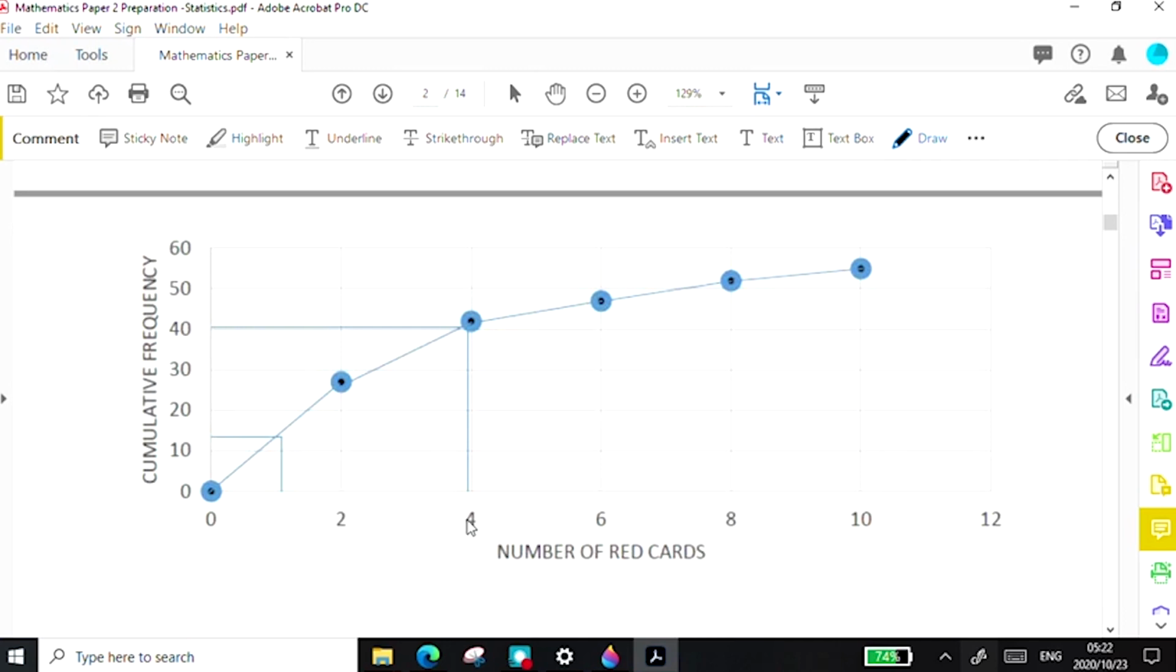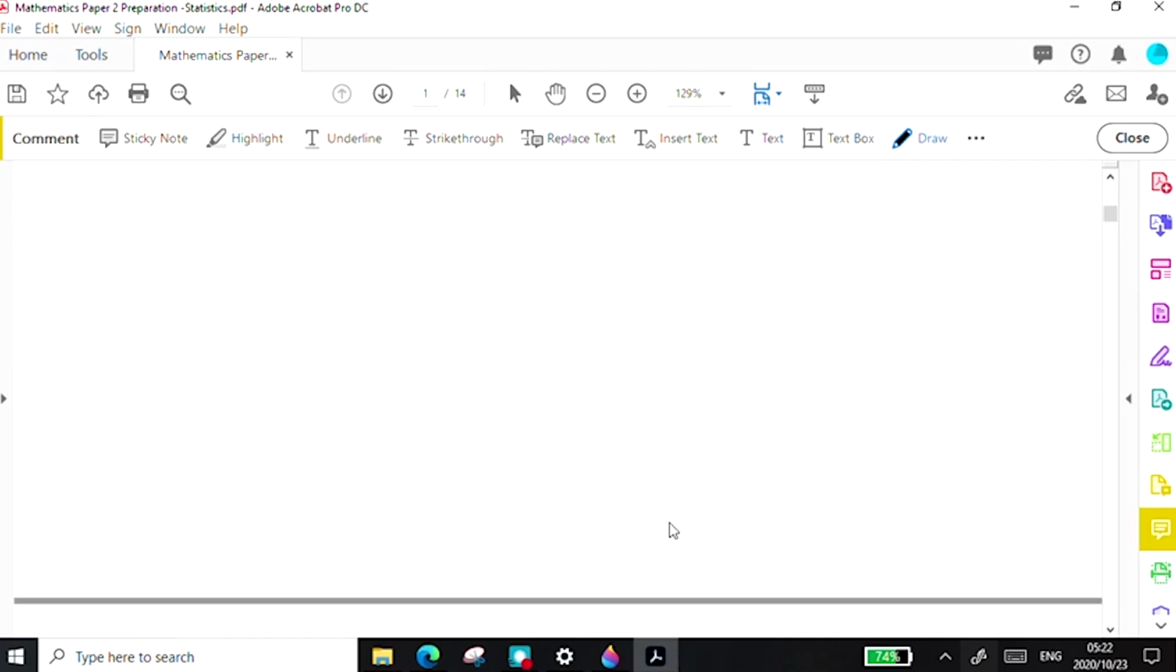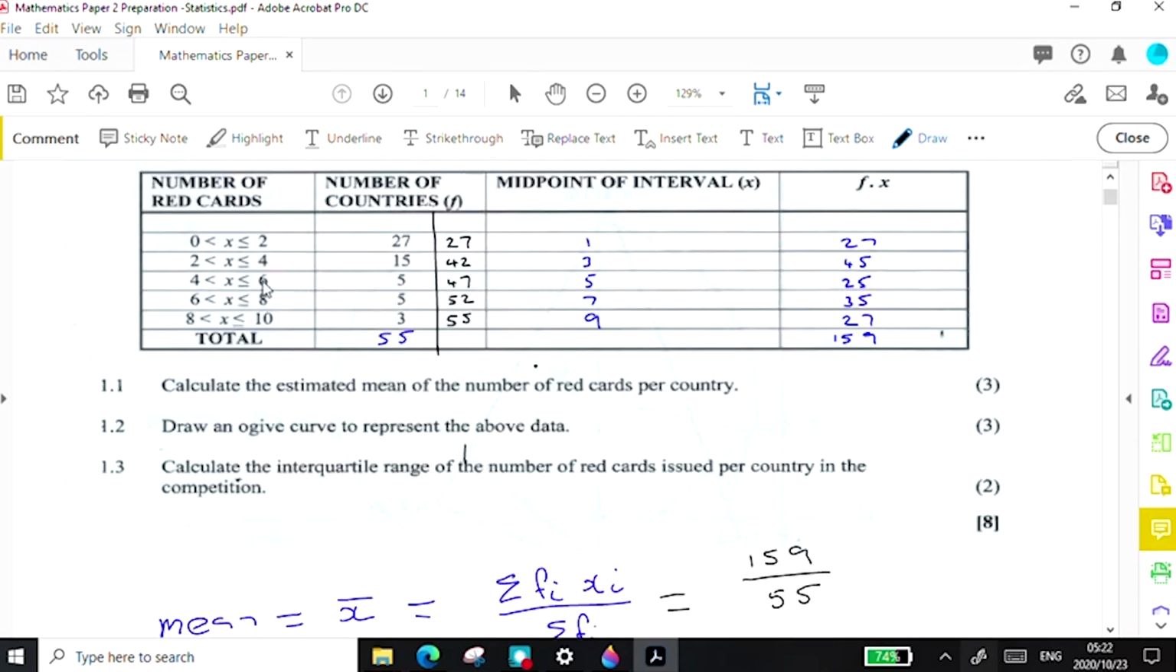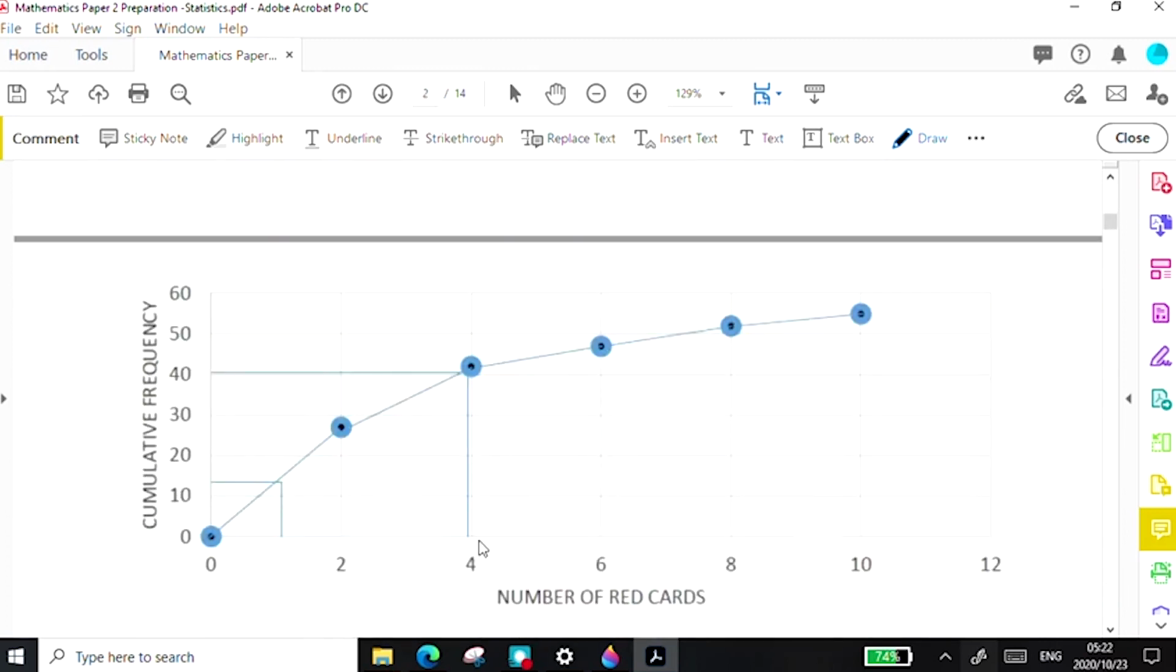When x is 4, our frequency is 42, so our dot should be slightly above 40. When x is 6, our frequency is 47, so it should be slightly below 50. When x is 8, our frequency is 52, which is slightly above 50. When x is 10, our frequency is 55. And this is my ogive curve, so we just need to connect the dots.